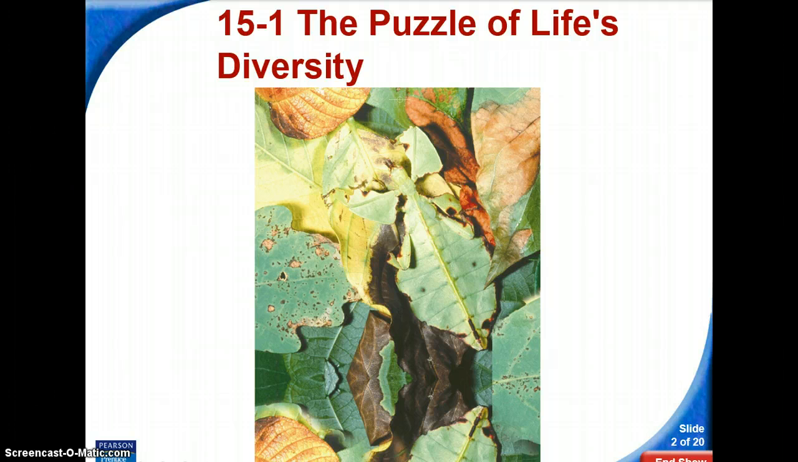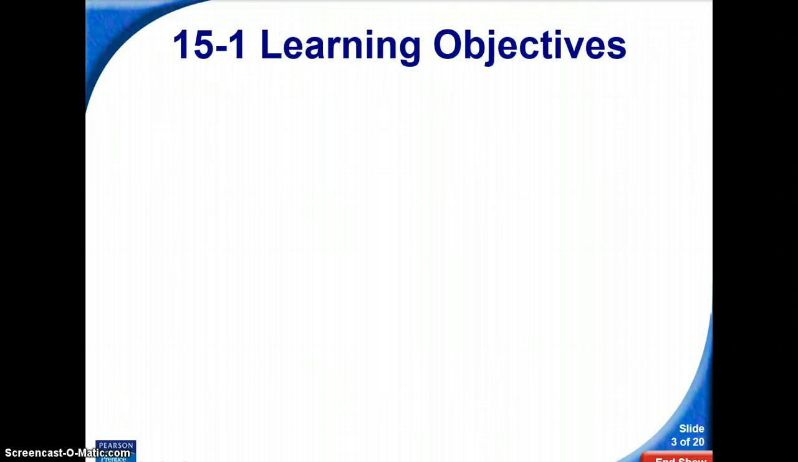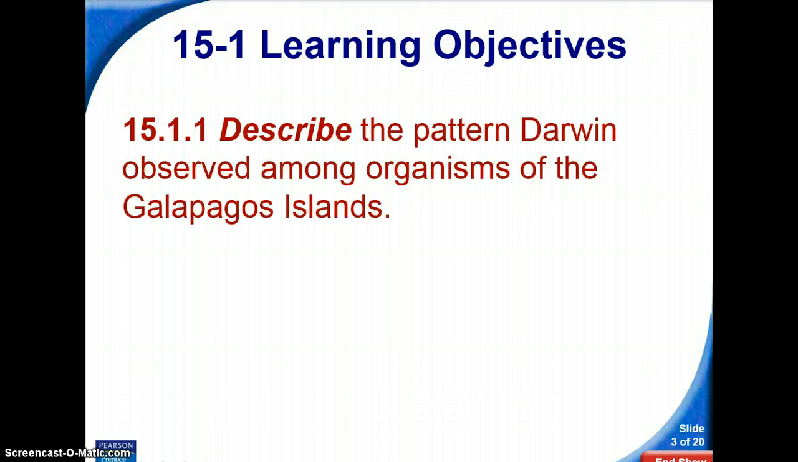So, we are talking about Chapter 15, which is Darwin's Theory of Evolution, and we're starting with Section 15.1, The Puzzle of Life's Diversity. The learning objective for this lesson, there's only one, and it is describe the pattern Darwin observed among organisms of the Galapagos Islands. So, we will look at those and we'll describe that pattern, and we'll talk about that piece at the end as well.